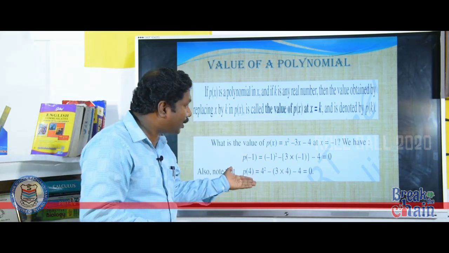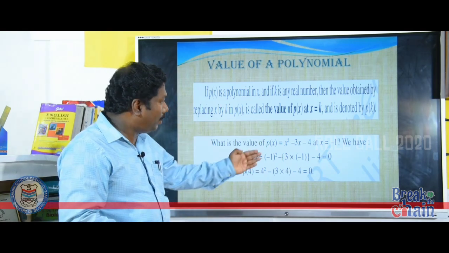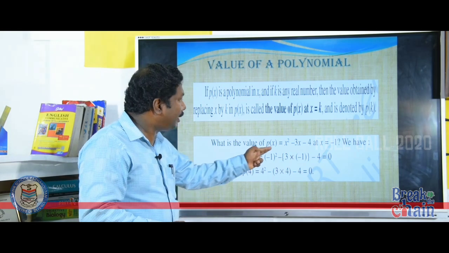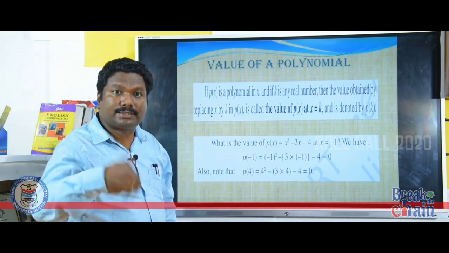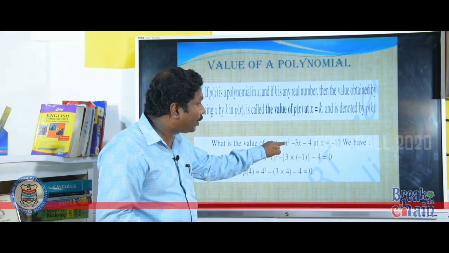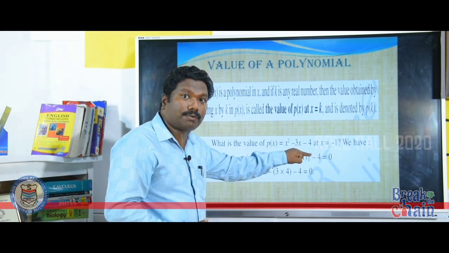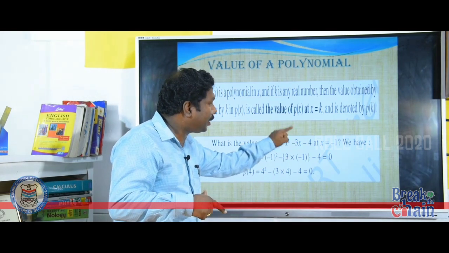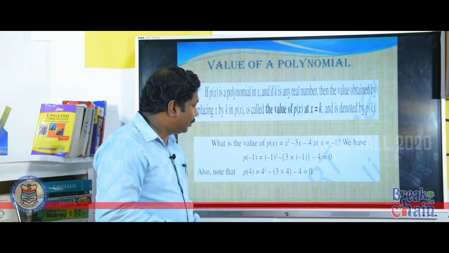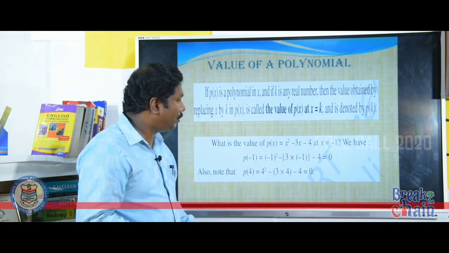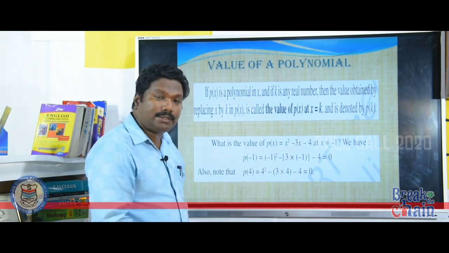Another example, same polynomial. The polynomial is not changing, the k is changing. Now replace x by 4. P of 4, for p of x equal to x square minus 3x minus 4. So p of 4 equals 4 square minus 3 into 4 minus 4. That means 4 square is 16, 16 minus 3 into 4, which is 12, minus 4. At the end, the answer is 0.